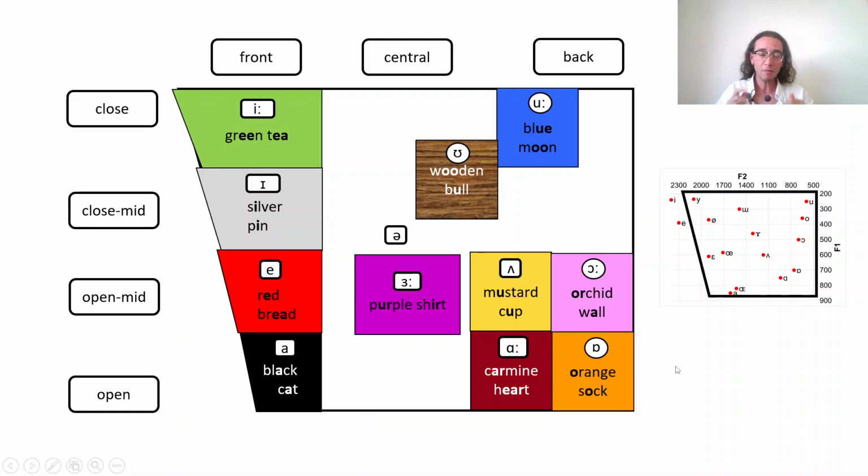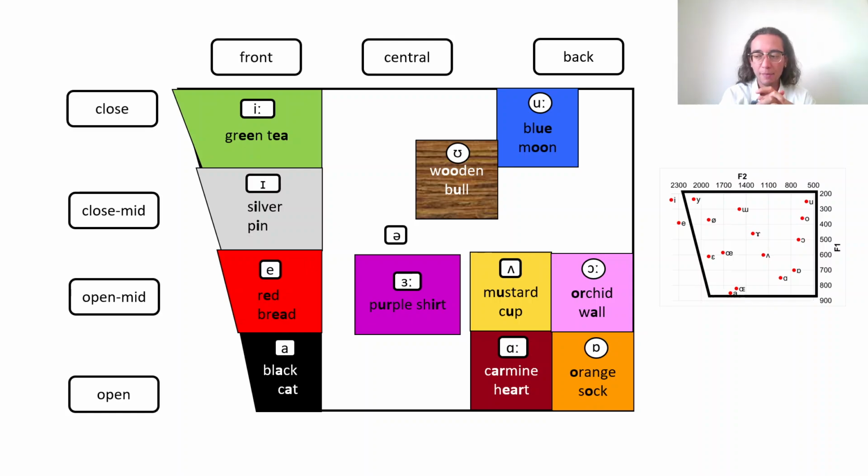Now, how many is this? 1, 2, 3, 4, 5, 6, 7, 8, 9, 10, 11, 12. All right. So these are the 12 monophthongs of English. Mono means one, thong means sound. But we also have diphthongs, and we have 7 of those. Diphthongs, di is 2, phthong, sound.